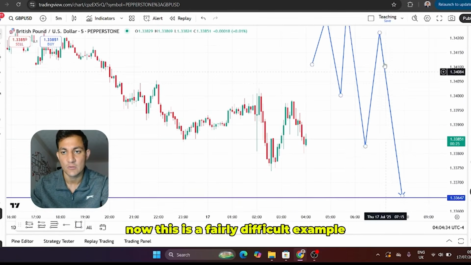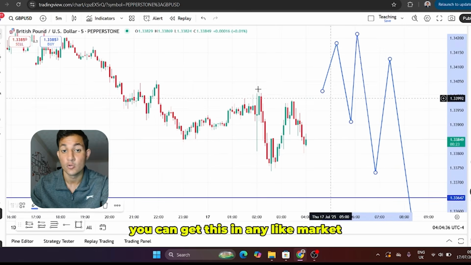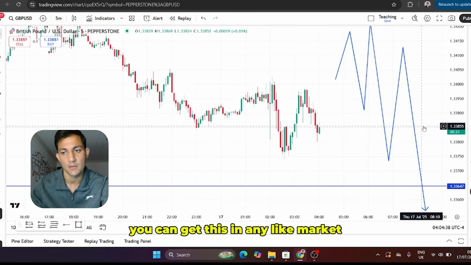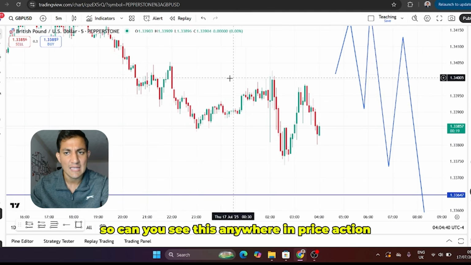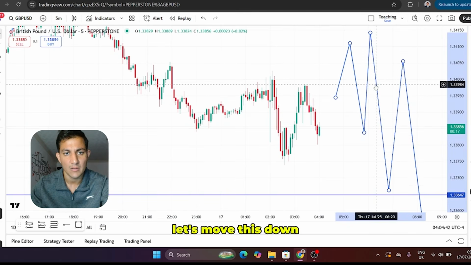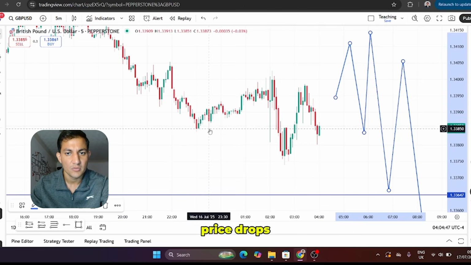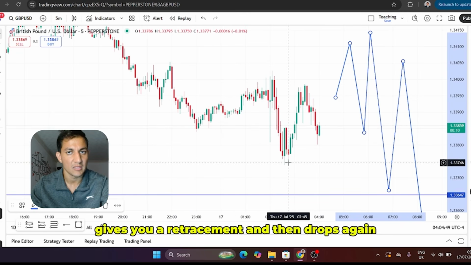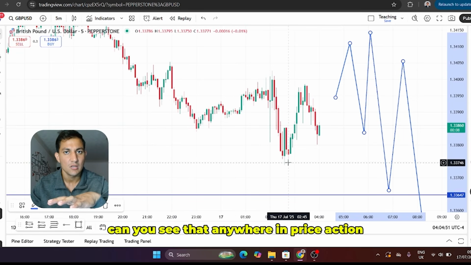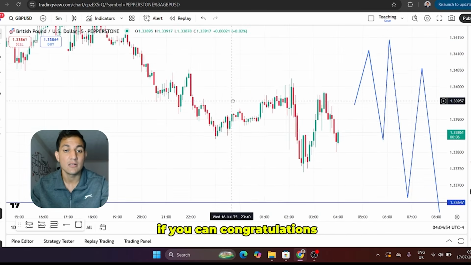Now, this is a fairly difficult example. So if you can get this, in any market whatsoever, can you see this anywhere in price action? Let's move this down. Can you see some sort of high that gets swept, price drops, gives you a retracement, and then drops again? Can you see that anywhere in price action? If you can, congratulations.